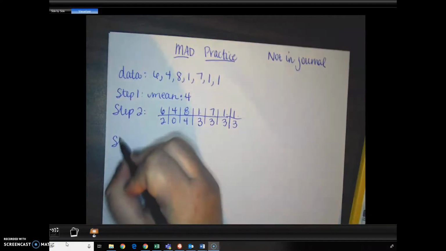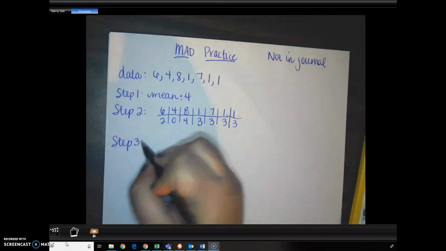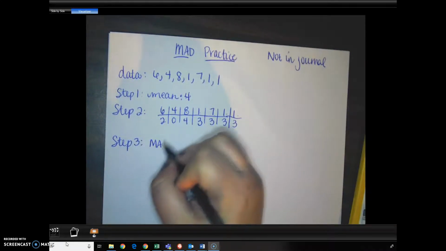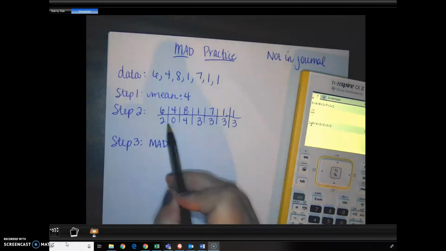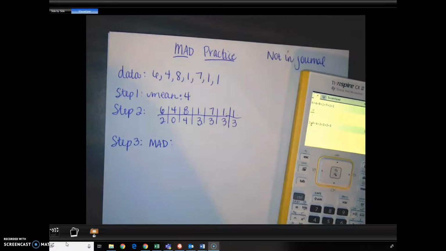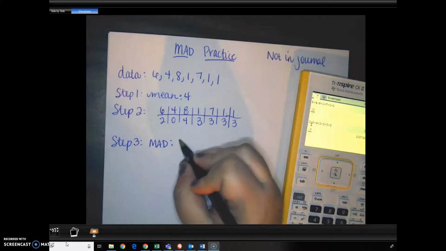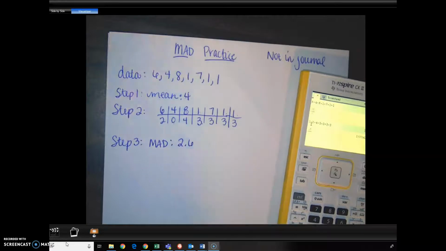Found those differences. Step 3 is where we actually calculate the last mean, which will give us our MAD. So I'm going to add those numbers up. 2 plus 0 plus 4 plus 3 plus 3 plus 3 plus 3 equals 18. And I'm going to divide by 1, 2, 3, 4, 5, 6, 7. Oh, and I get a long decimal, but we're just going to do it to 1. So 2.6 or 2.57. I would have accepted that also.